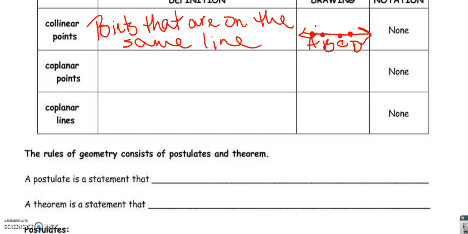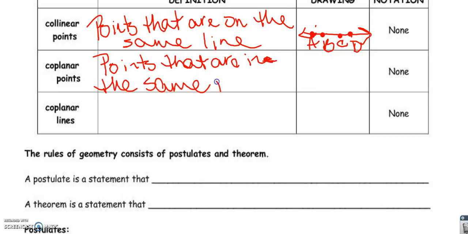Coplanar points are going to be points that are in the same plane. So you draw your plane and then you make your dots. And then you can label your dots. That's point A, C, B, D, and E. Okay. Once again, there's no notation for that.